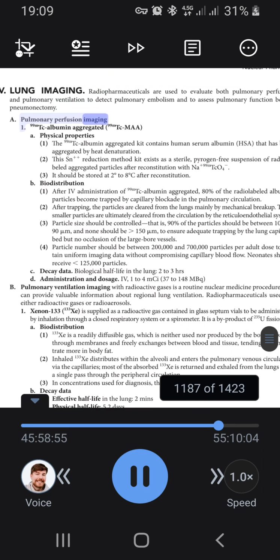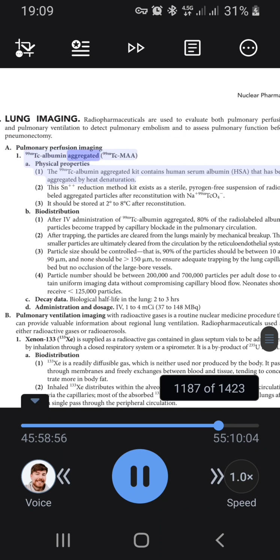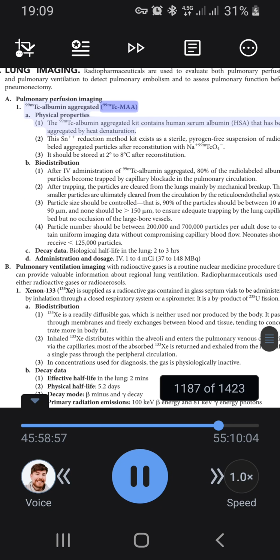Pulmonary perfusion imaging. 1. 99mTc albumin aggregated, 99mTc MAA. Physical properties. 1. 99mTc albumin aggregated kit contains human serum albumin that has been aggregated by heat denaturation. 2. This stannous reduction method kit exists as a sterile, pyrogen-free suspension of radiolabeled aggregated particles after reconstitution with NaTcO4. 3. It should be stored at 2 to 8 °C after reconstitution.